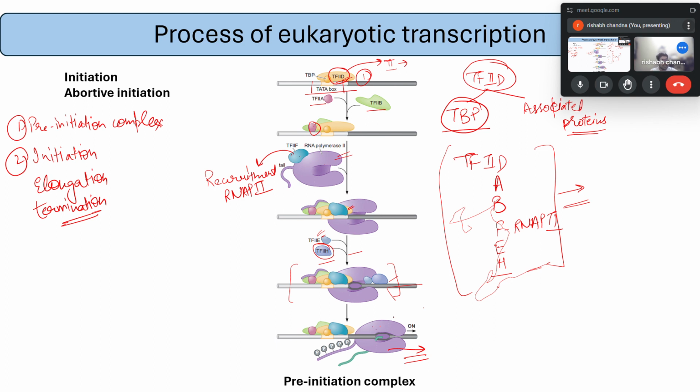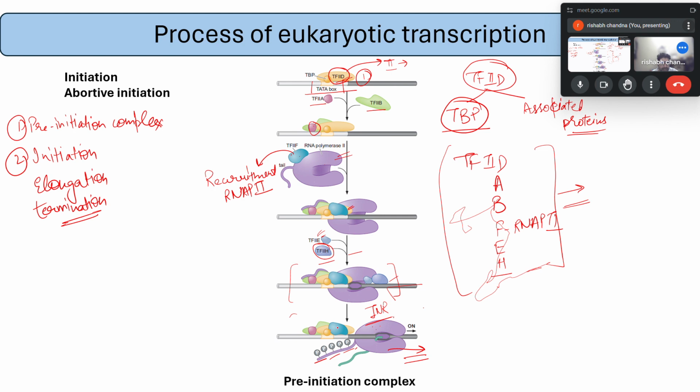Now what happens after binding of this RNA polymerase? This final complex is called the pre-initiation complex. Now TF2H plays its role, and it phosphorylates specific serine residues in the C-terminal domain of the RNA polymerase 2. Okay, this activates the enzyme, and this basically starts the initiation of transcription. So initiation starts from the INR sequence present at the transcription start site.